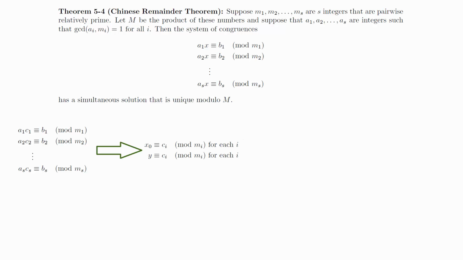To see that this solution is unique modulo M, suppose that y is another solution. Then we have x0 is congruent to Ci mod mi, and y is congruent to Ci mod mi for each i. In other words, for every i, mi must divide x0 minus y. Since the mi are pairwise relatively prime, we know that the product of the mi must also divide the difference. But this means that capital M divides x0 minus y, which shows that there's a unique solution modulo capital M. Since this proof uses a lot of existence claims, it is helpful to look at a numerical example to see how the pieces come together.